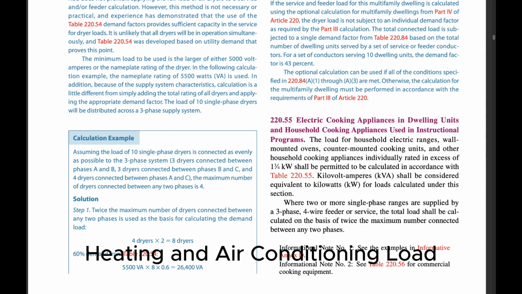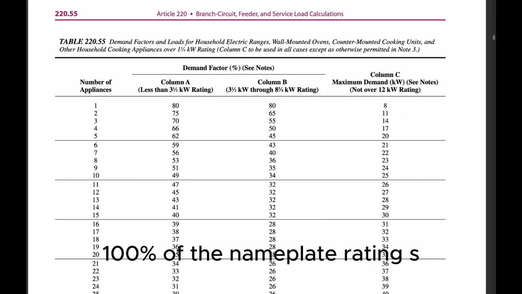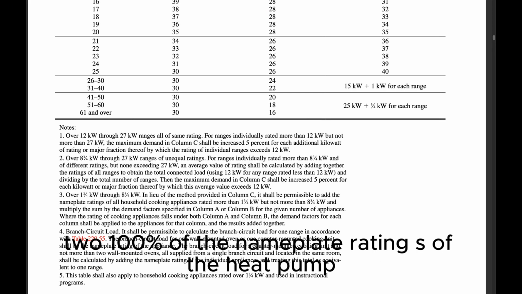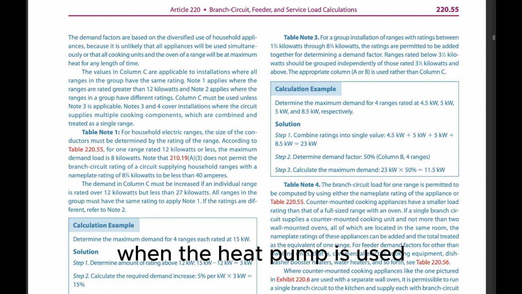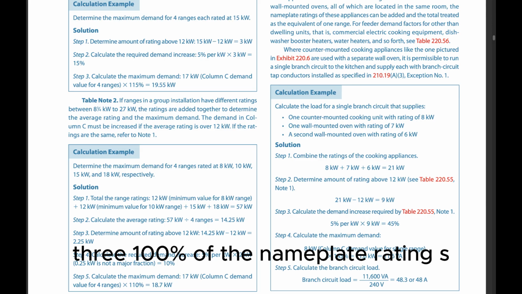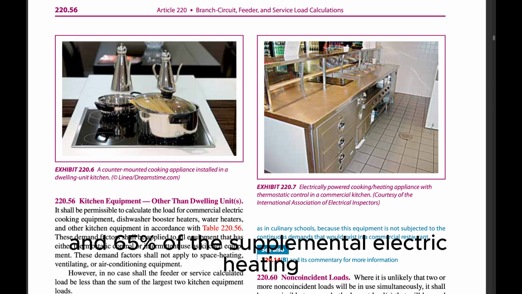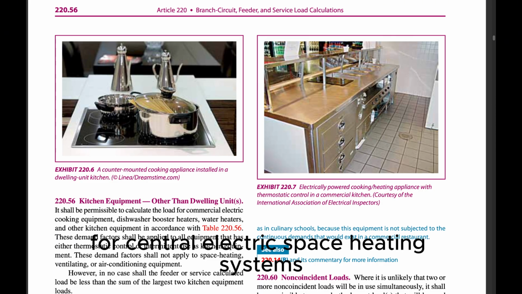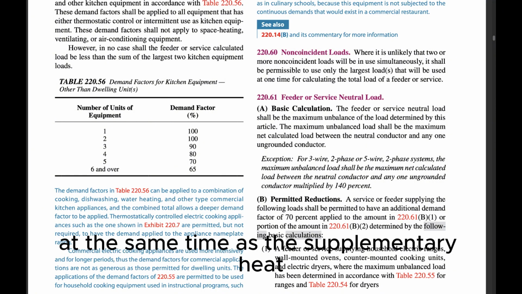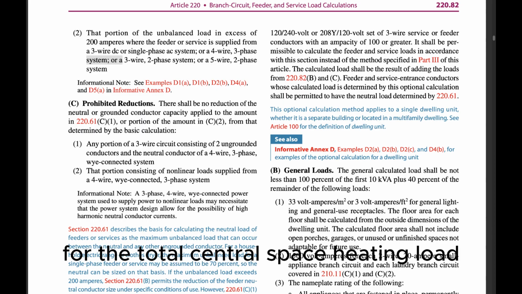C. Heating and air conditioning load. The largest of the following six selections of load in kVA shall be included. 1. 100% of the nameplate rating(s) of the air conditioning and cooling. 2. 100% of the nameplate rating(s) of the heat pump when the heat pump is used without any supplemental electric heating. 3. 100% of the nameplate rating(s) of the heat pump compressor and 65% of the supplemental electric heating for central electric space heating systems. If the heat pump compressor is prevented from operating at the same time as the supplementary heat, it does not need to be added to the supplementary heat for the total central space heating load.